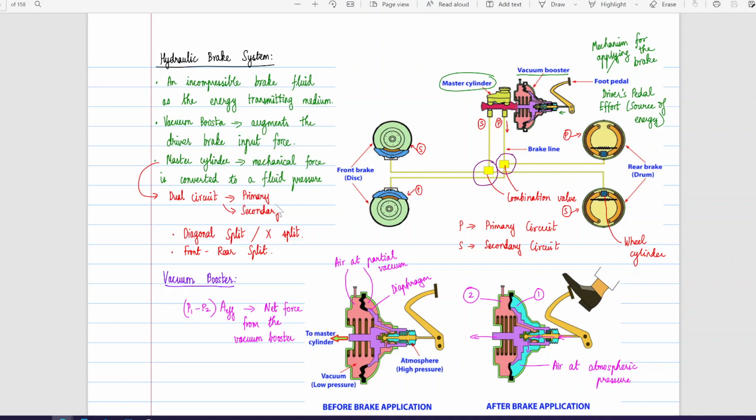This master cylinder has two circuits, primary circuit and secondary circuit. It can have a diagonal split or X split. For example, if we take this here and trace this line, the pressure comes here and gets here and here, which are diagonally opposite wheels, and the secondary circuit goes to the two other wheels. That means in case of failure of one of the transmitting lines, we will still have pressure on.